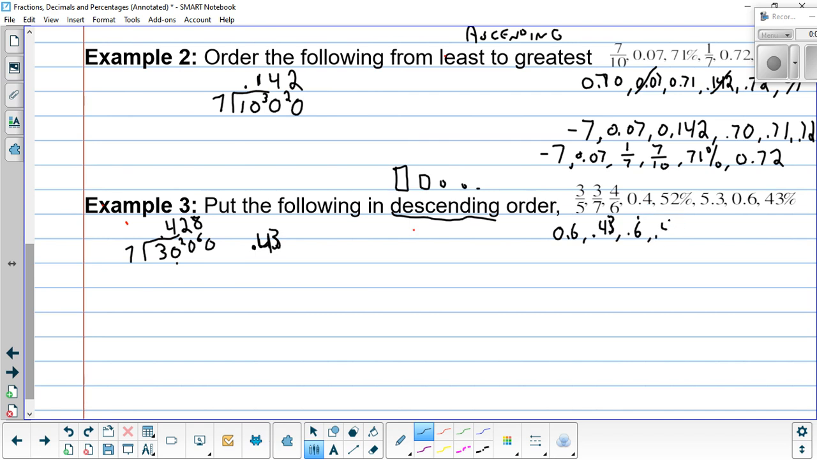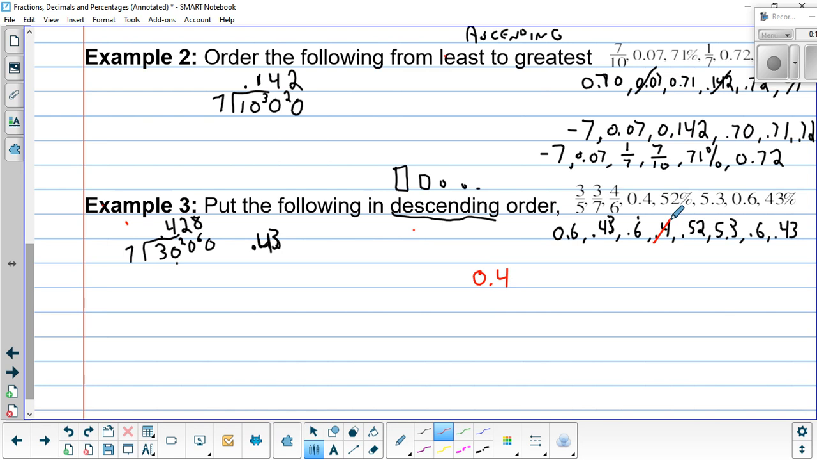Then 0.4, 0.52, 5.3, 0.6, and 0.43. Okay, so let's order them. Smallest thing, 0.4 is the smallest. Now 0.43. 0.4 is now winning. So I'm going to say it's 0.4. Okay. So first thing is 0.4. I'm going to cross it off.